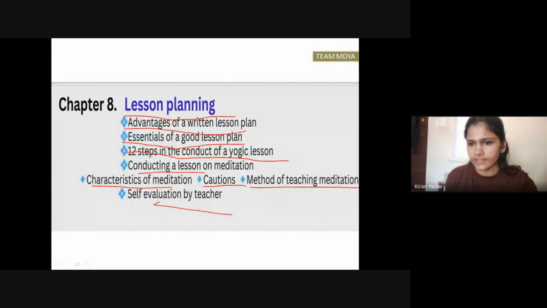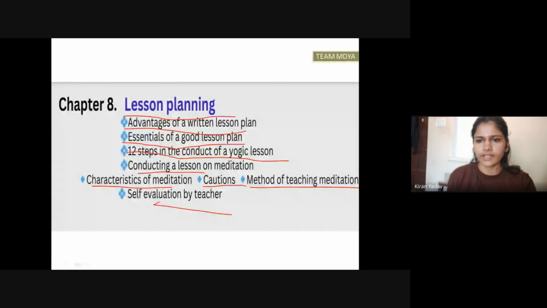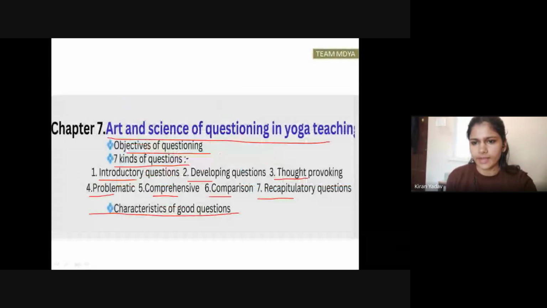So these are the 8 chapters and the topics that we will cover in all these 8 chapters. Remember the name of these chapters at least.